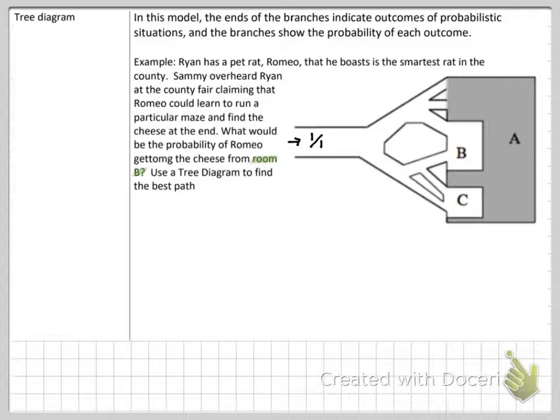Now, once we get to a juncture, we want to think about the different possibilities. Here, I have a juncture, and I see that I could go up or I could go down. There are 2 possibilities. So the probability that I would go up would be 1 out of 2, and the probability that I would go down would be 1 out of 2. So once I get to a juncture, I want to think about how many different ways I could go.